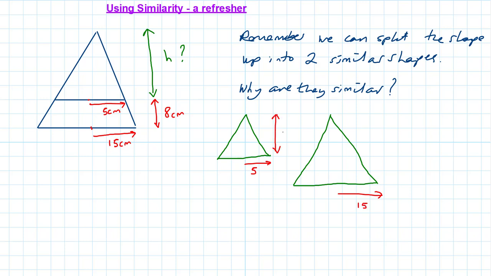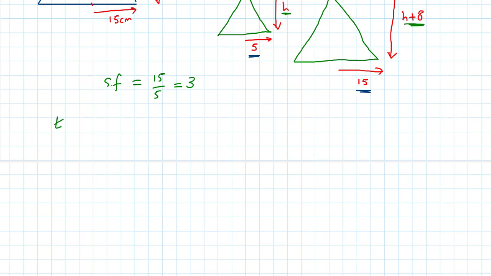Notice the height of the second triangle, we're calling that h plus 8. We identify pairs of corresponding sides and we use that to determine the scale factor. So the scale factor of enlargement in this case is the big length divided by the small length, so it's 15 divided by 5, which is 3. In other words, the small triangle times by 3 gives the big triangle.